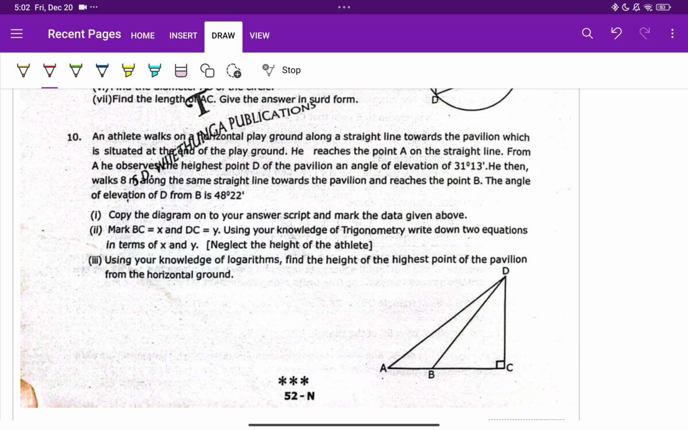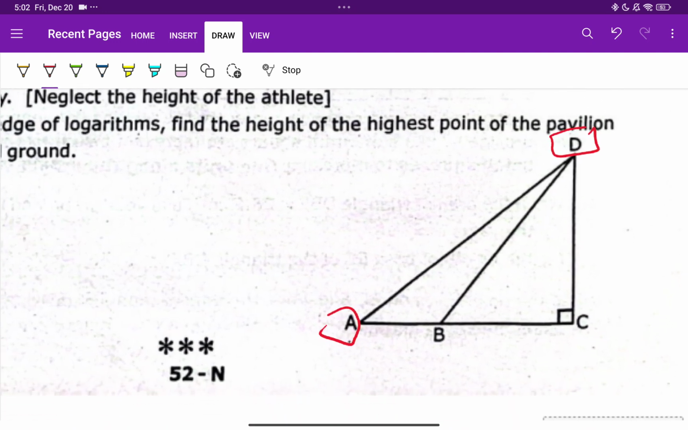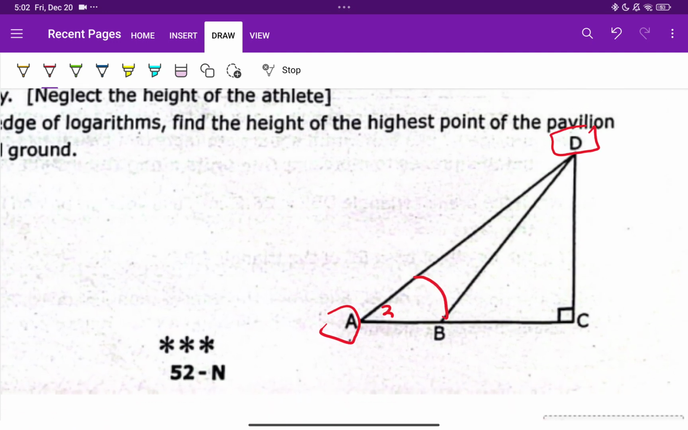Okay, this is the 2002 O-level trigonometry question. It says an athlete walks on a horizontal playground along a straight line towards the pavilion which is situated at the end of the playground. He reaches the point A on a straight line. From A he observes the highest point D at an angle of elevation of 31 degrees 13 minutes.